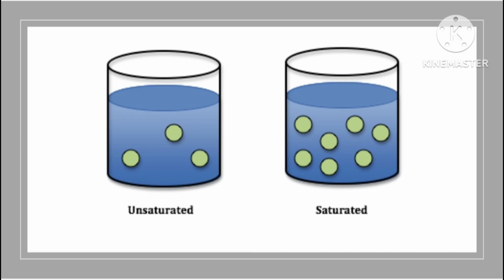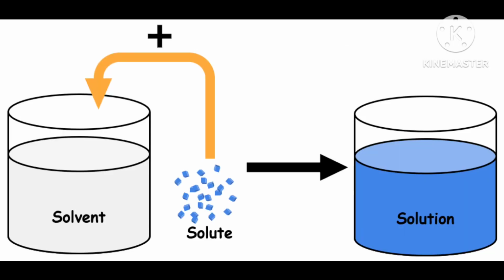Let's say not solution but a solvent, if a solvent can still dissolve some more particles, some more solute, in this case we can say that this solution is non-saturated or unsaturated. However, if the maximum amount of a substance is dissolved and no more substance can be dissolved, in this case we consider the solution as a saturated solution.